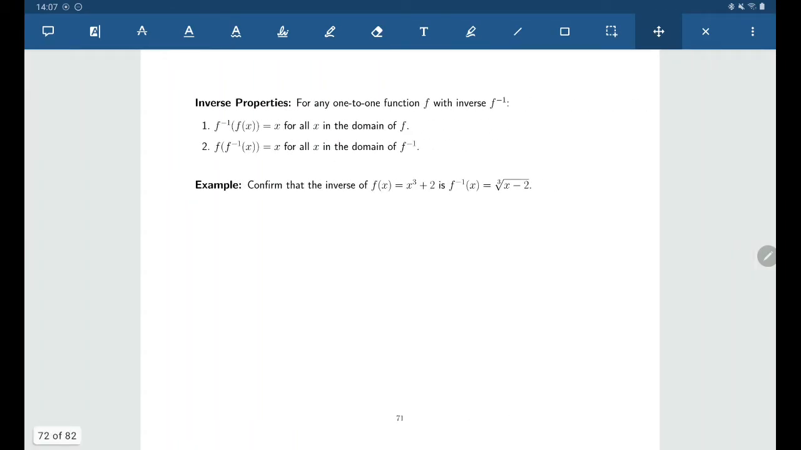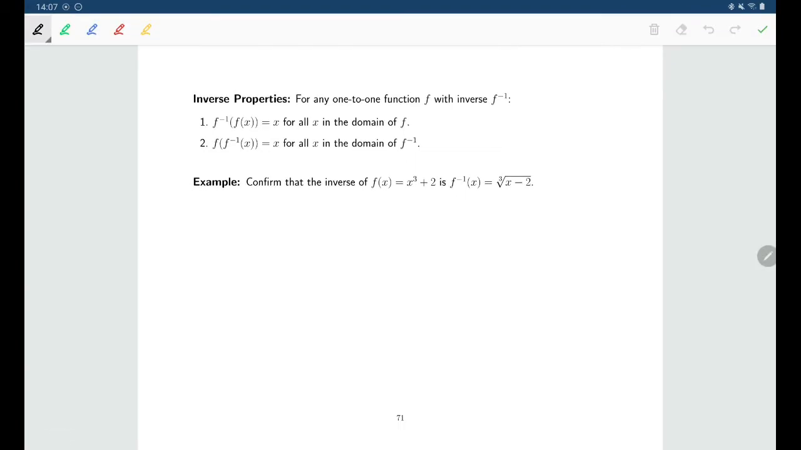So when we're checking to see if two functions are inverses of each other, or this is a nice way to confirm, if you have a function f of x and you think you found f inverse, how do you confirm that they are inverses? Check to see: is f inverse composed with f equal to x? Is f composed with f inverse equal to x? And so let's do that now.